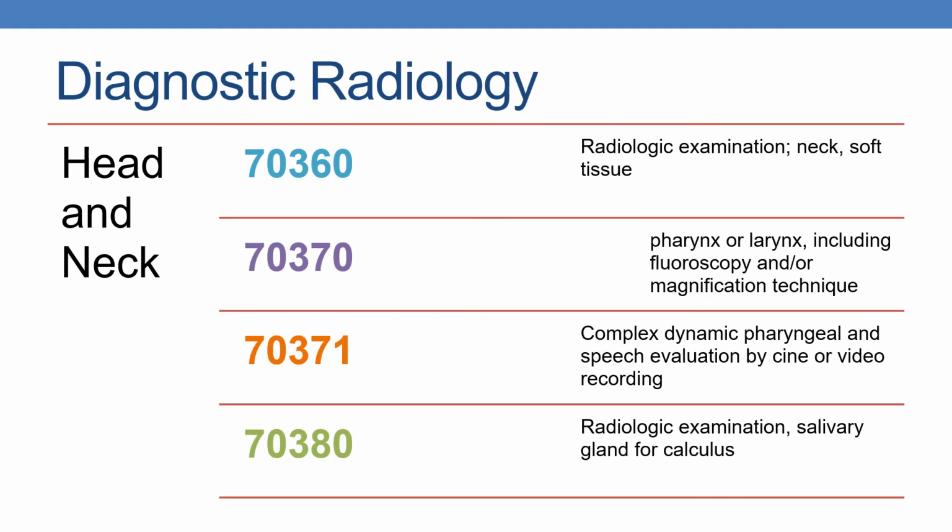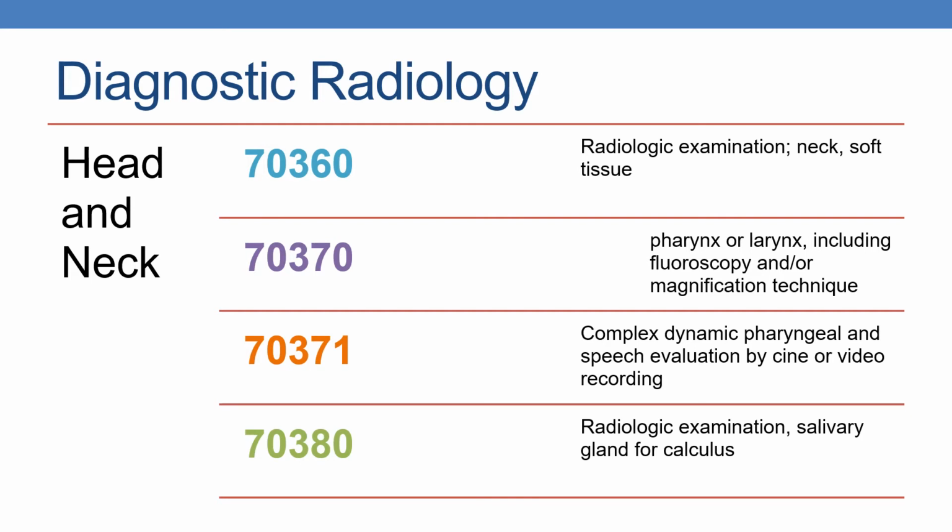Now coming to the next CPT, 70360. Radiological examination, neck soft tissue. The next is 70370. Radiological examination, pharynx or larynx, including fluoroscopy and or magnification technique. The next is 70371, complex dynamic pharyngeal and speech evaluation by cine or video recording.